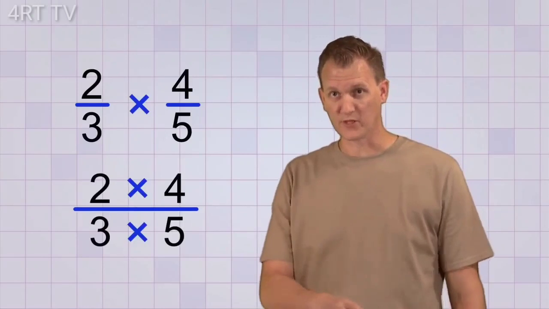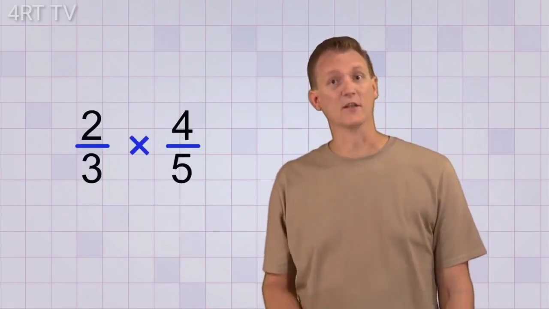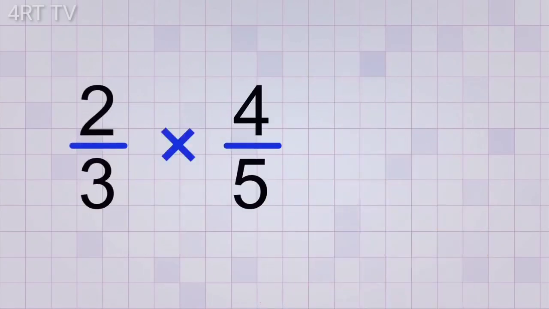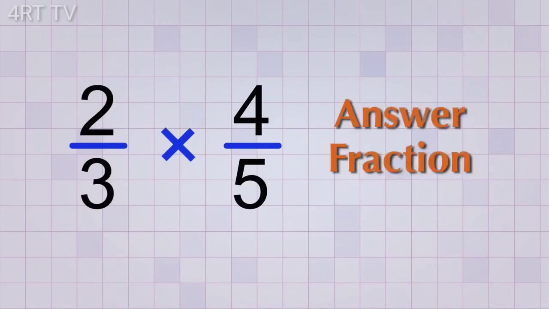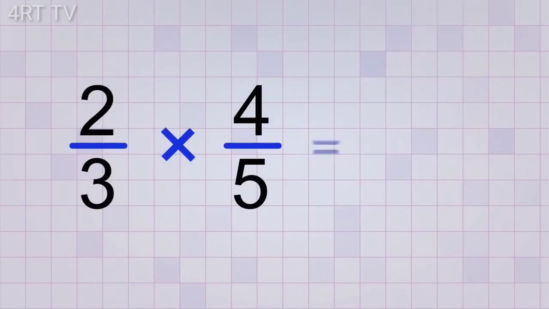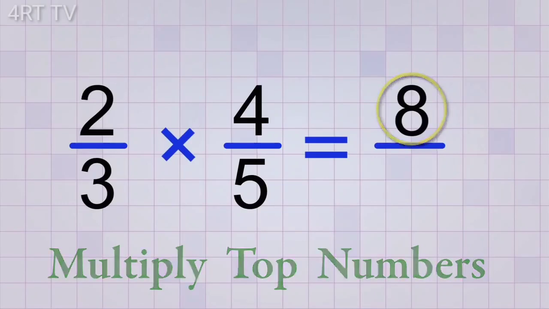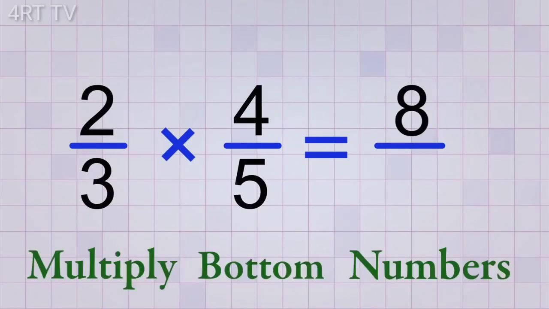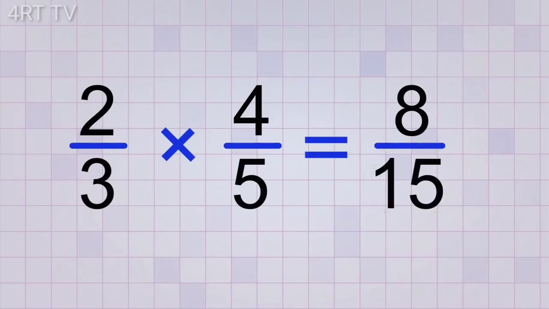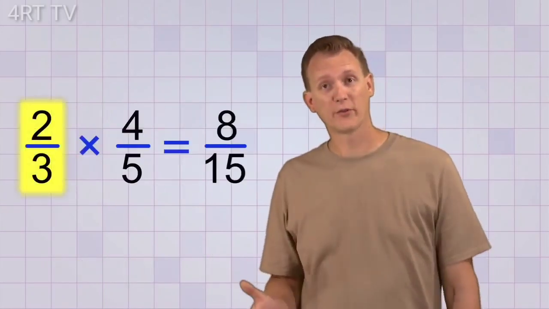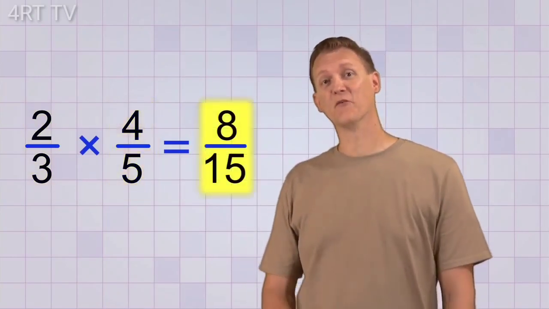Let's try this problem, 2/3 times 4/5. Now we could rewrite the problem like we just saw, but that's not necessary as long as we remember the procedure. First, we know our answer is going to be a fraction, so let's go ahead and write a new fraction line for it. Next, we multiply the top numbers. 2 times 4 equals 8, so 8 is the top number of our answer. And last, we multiply the bottom numbers. 3 times 5 equals 15, so 15 is the bottom number of our answer. There we have it. 2/3 times 4/5 equals 8/15.